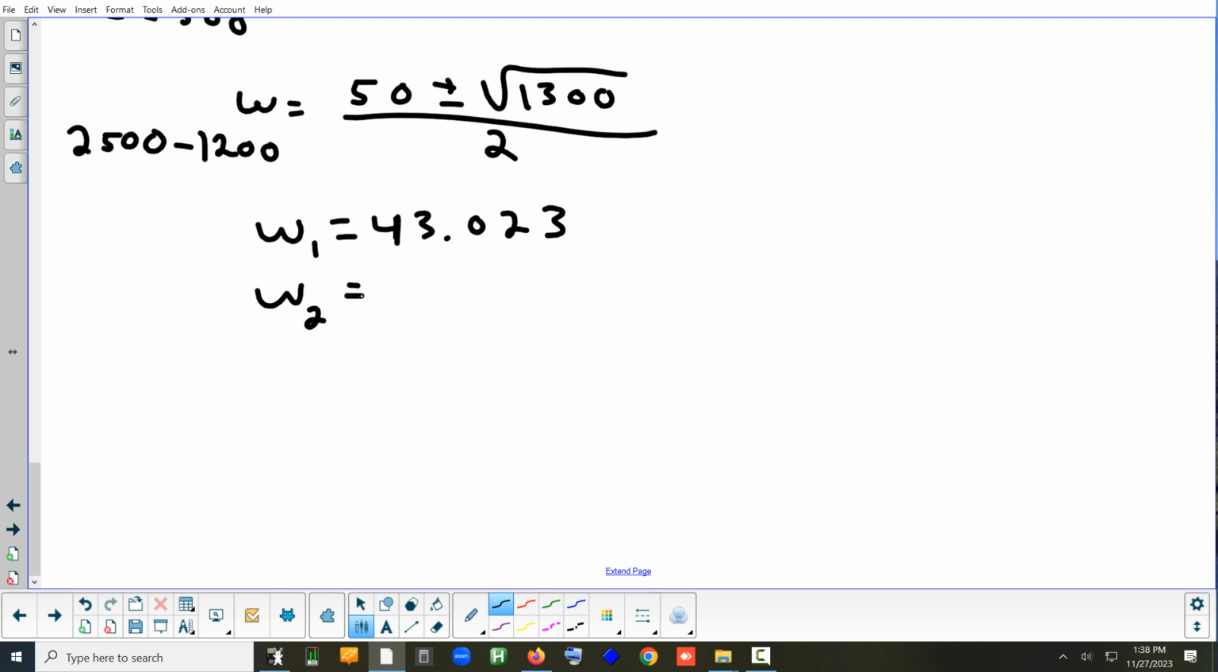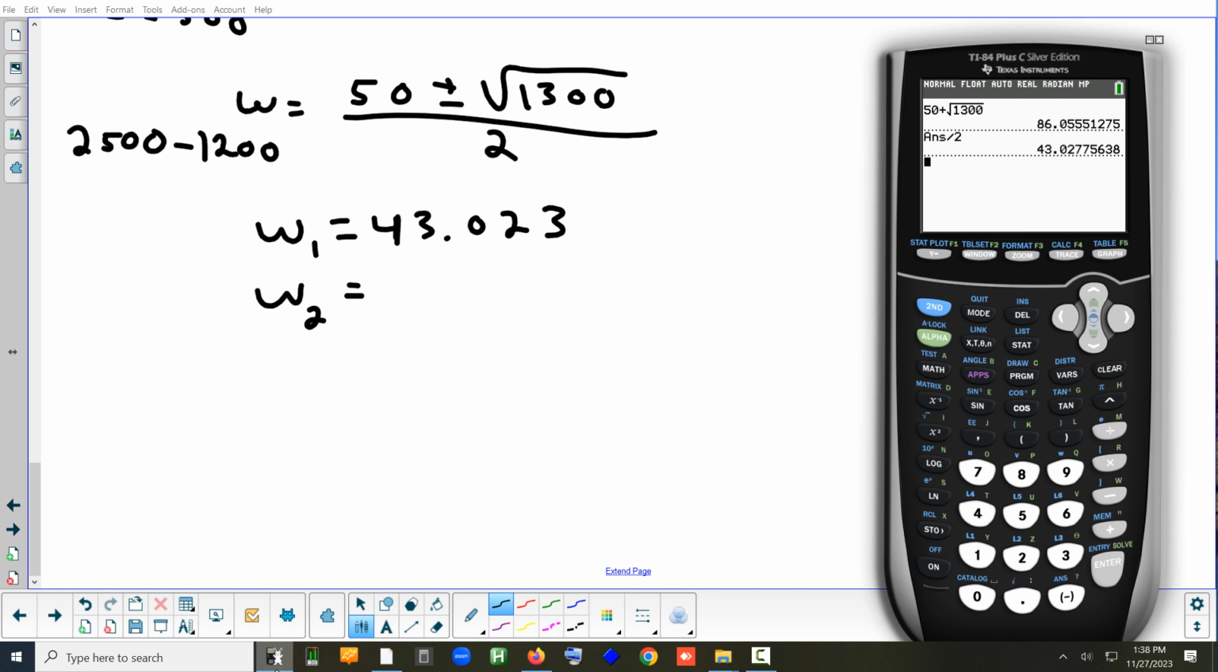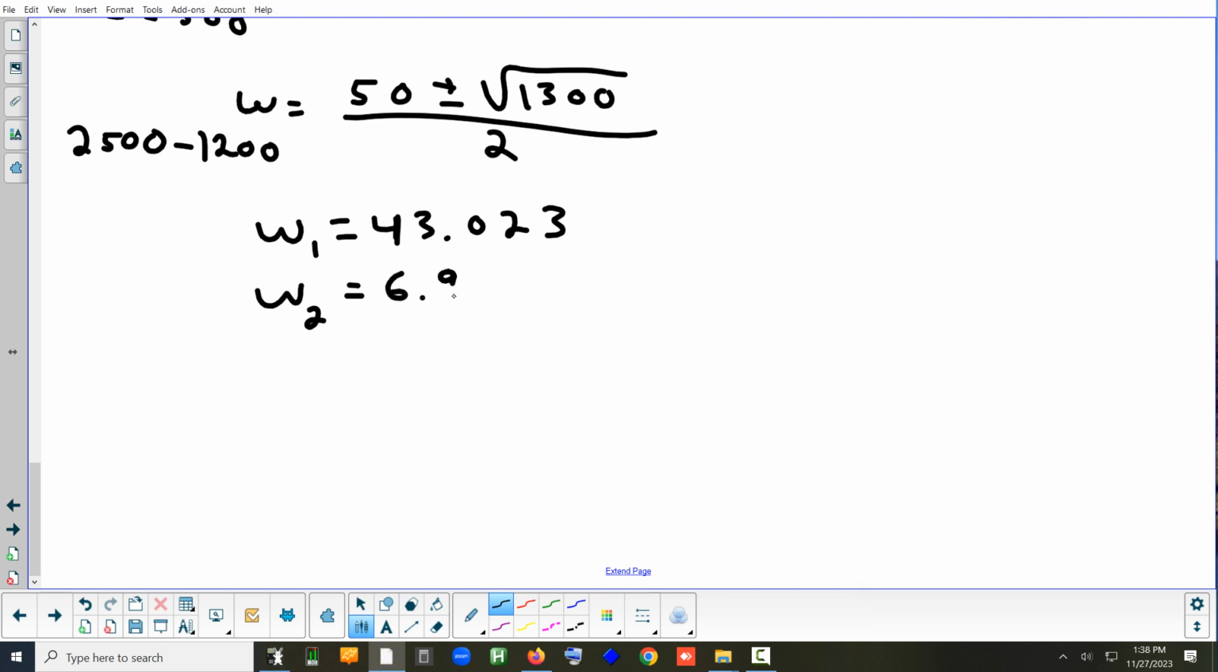Alright, and how about when you do 50 minus the square root of 1,300, over 2? You got a negative? The square root of 1,300 is smaller than 50, so it's 50 minus 36 roughly, divided by 2. What did you get? 6.972. Okay.